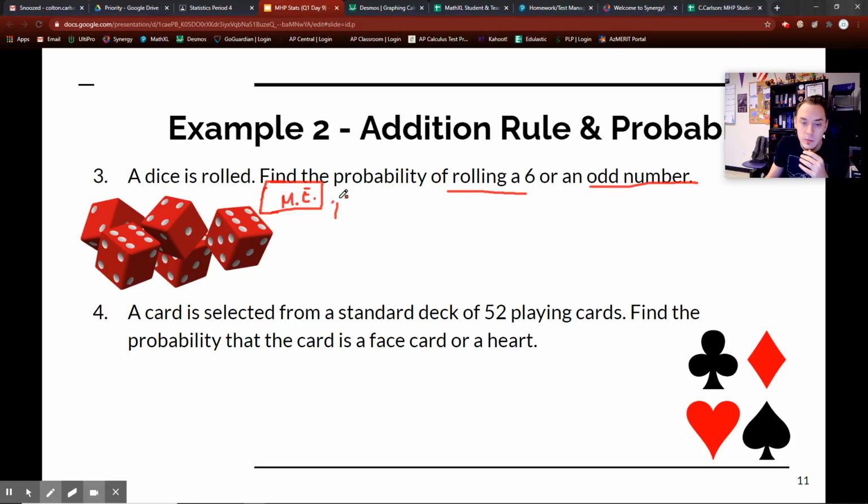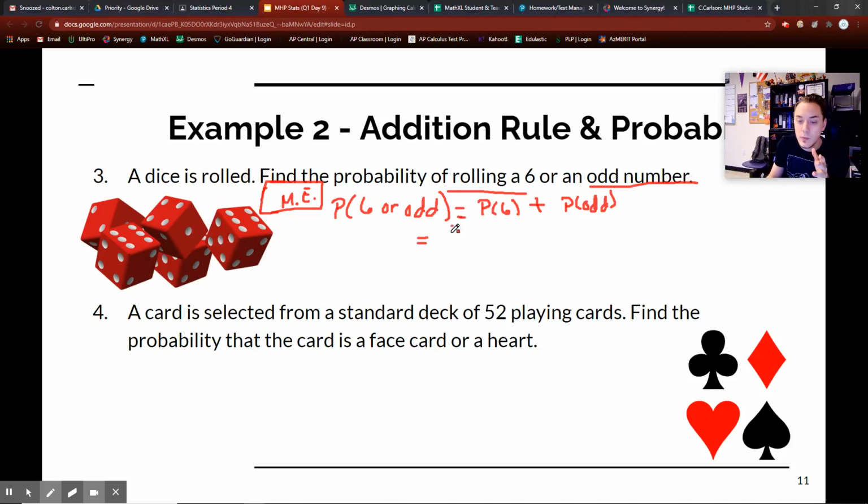So let's get to it. Probability of a 6 or an odd. What does that look like? Probability of 6 or odd is the probability of 6 plus the probability of odd. Do I need to subtract an overlap here? No. You only need to subtract an overlap if it is not mutually exclusive. Since it is mutually exclusive, there is no overlap. Remember, they're not touching, they're broken up.